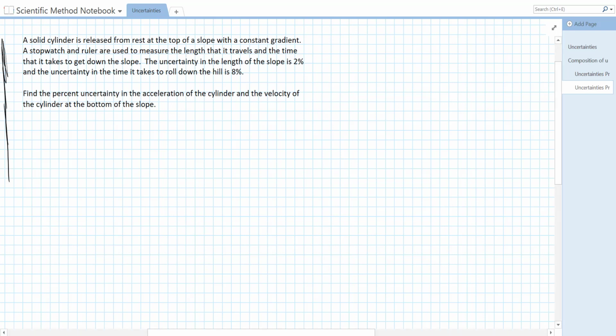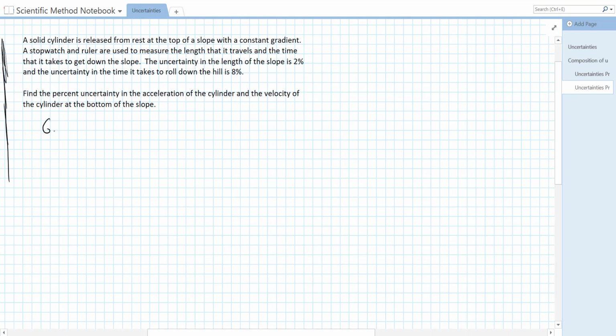The uncertainty in the length of the slope is 2%, and the uncertainty in the time it takes to roll down the hill is 8%. We need to find the percent uncertainty in the acceleration of the cylinder and the velocity of the cylinder at the bottom of the slope. So this is an interesting one. It only actually gives us two givens.